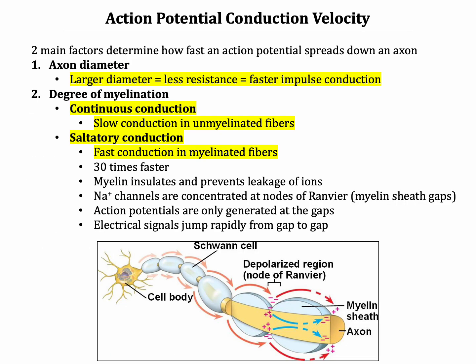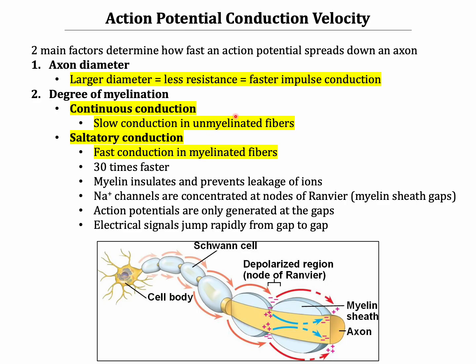Something that can vary with action potentials is the conduction speed in which they travel along an axon or along a nerve. And there's two key factors that determine how fast an action potential will spread. One is axon diameter and two is the degree of myelination. The larger the diameter, the less resistance and the faster the impulse will be conducted, right? So the bigger the better. Degree of myelination. Myelinated fibers are much, much faster, about 30 times faster than unmyelinated fibers.